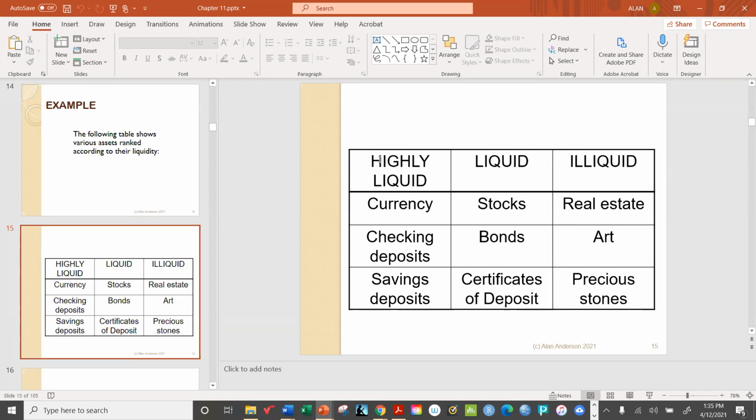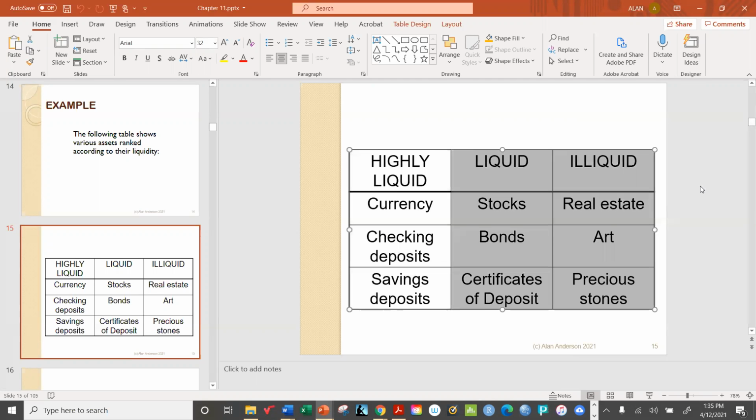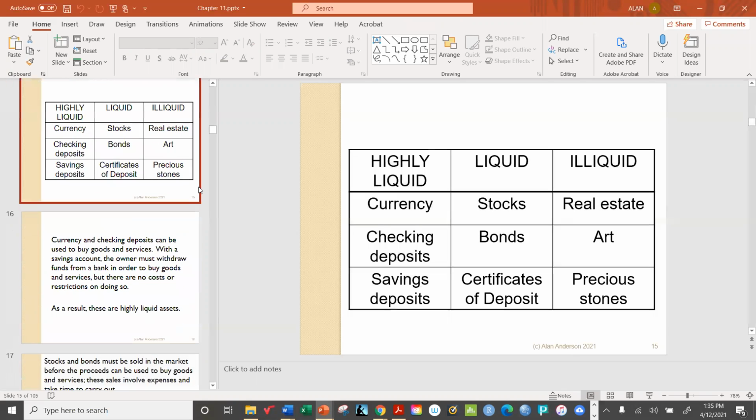So you're trading off the convenience of liquidity over here against the potential for very high rates of return in these two columns. So there's room for all of them. Most people hold some combination of all of these rather than keeping all their funds in one or the other.